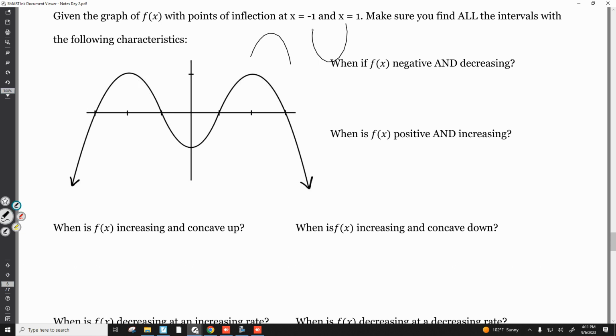This is increasing at a decreasing rate. Decreasing at a decreasing rate. And increasing. Now you have to say slopes are positive or negative and decreasing. Combine it that way too. It's a third way of asking the same thing.